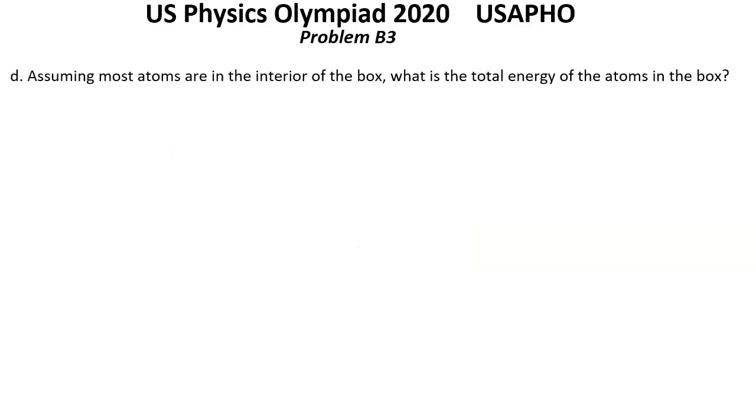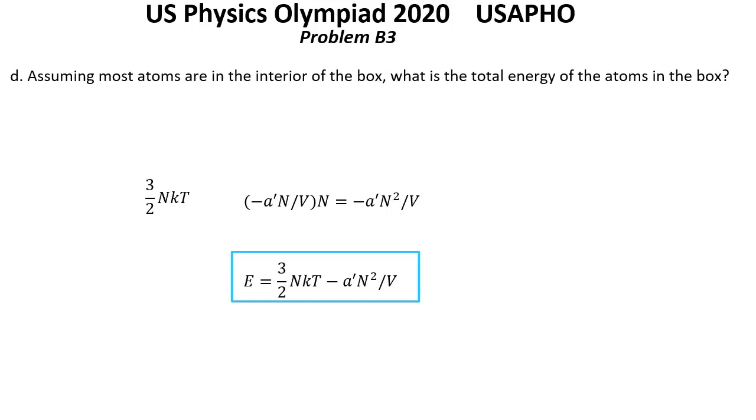Solution for question D. The total kinetic energy of all molecules inside the box is 3 over 2 NKT. The total potential energy is the potential energy for one atom multiplied by the number of atoms, and we drop the factor 2 to avoid double counting. So we have potential energy equal to negative A prime N square over V, and the total energy is this expression. That was the solution for question D.